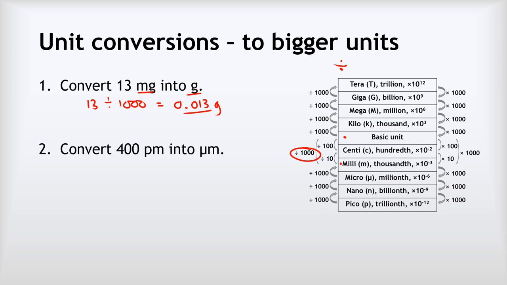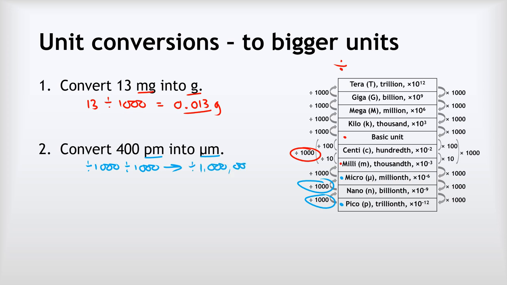Okay, let's look at a slightly harder one. This time we're going to convert 400 picometres, that's pm, into micrometres. Remember that Greek mu representing micro. So picometres is right down here. So that is trillionths of a metre down there. And then micrometres is up here. That is millionths of a metre. So we've got a two-step conversion here. We need to divide by 1,000 to convert pico into nano, and then by another 1,000 to convert nano into micro. So if we're dividing by 1,000 and then dividing by another 1,000, that is the same as dividing by 1 million.